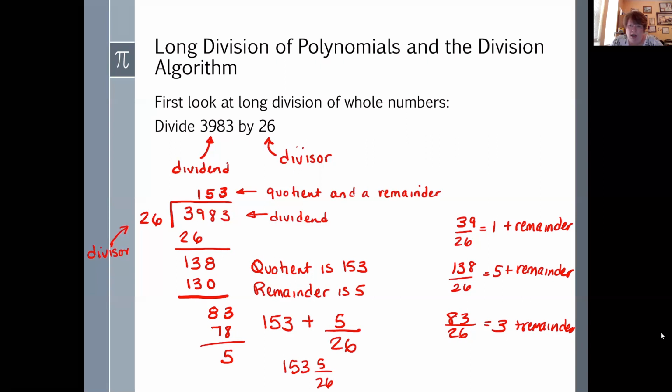Okay, now you also may have learned back when you were doing long division in arithmetic that you can always check a long division. And the way you can check your long division is by taking your quotient, multiplying it by your divisor, and adding your remainder, and you should get your dividend. If you've done your division correctly, quotient times divisor plus remainder equals dividend.